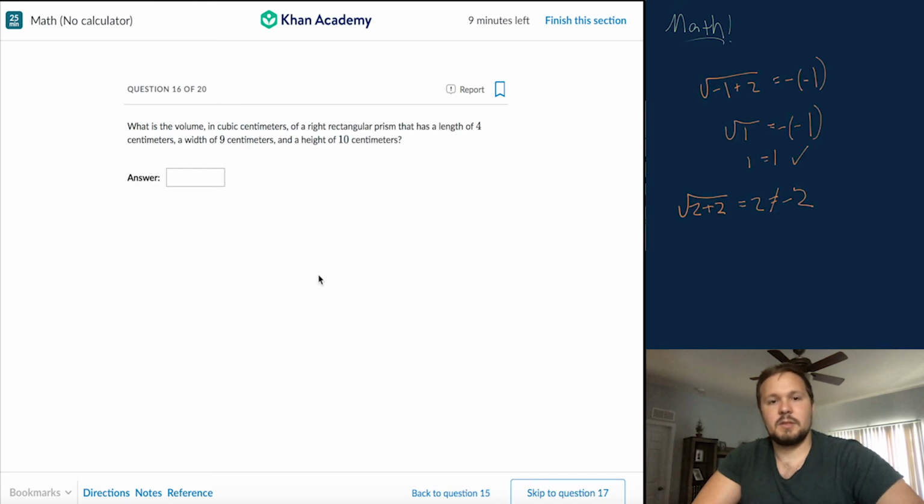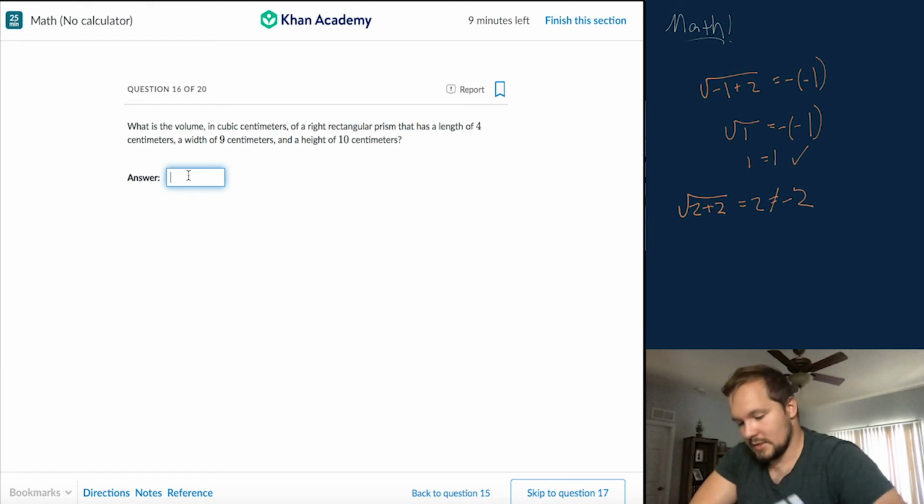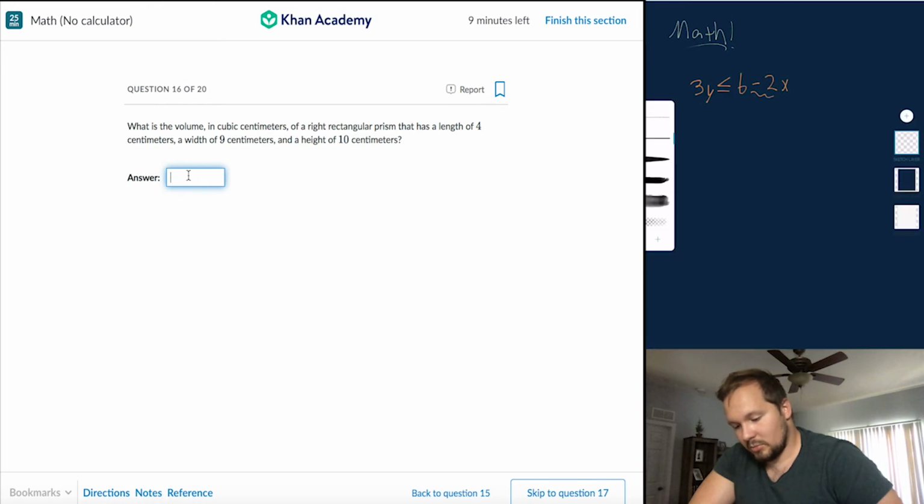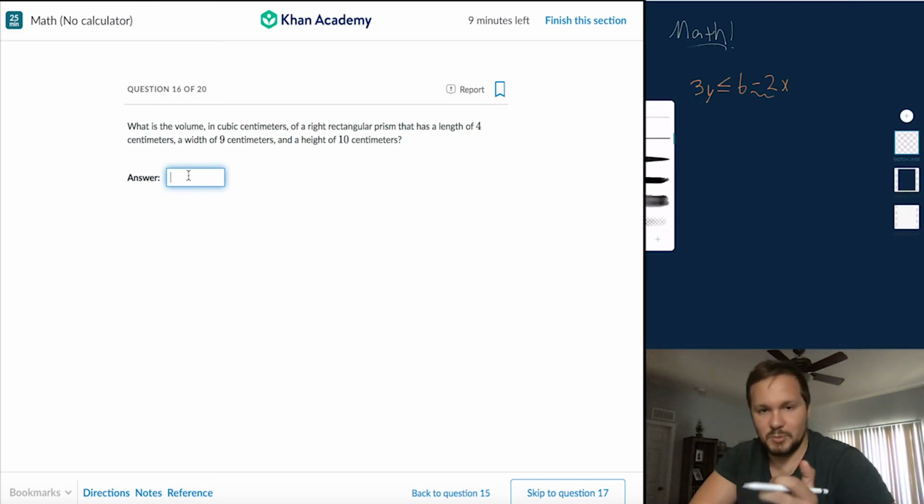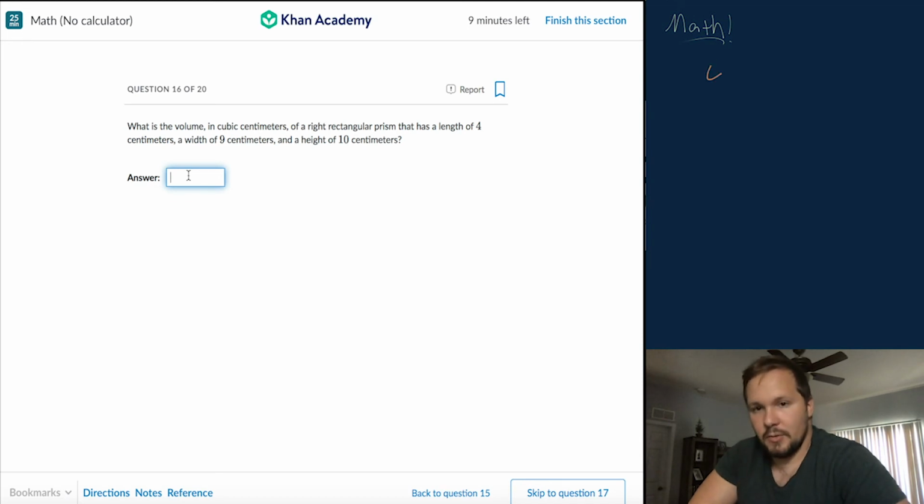All right, and we're on to the short answer questions. What is the volume in cubic centimeters of a right rectangular prism? Okay, this isn't too bad. All that we have to do is just remember our rectangular prism equation, which is just multiplying your length times width times height. So 4 times 9 times 10. So we'll do 9 times 10 is 90, times 4 equals 360. And that's the answer.